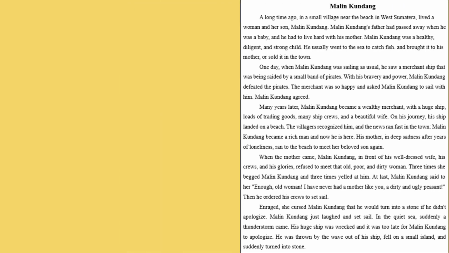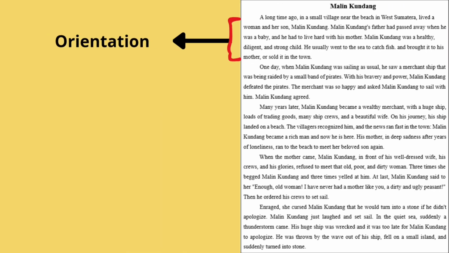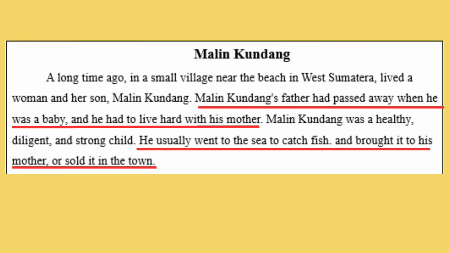For the orientation part in the first paragraph, that's because in this paragraph, there is an introduction to the main character, Malin Kundang, who lives only with his mother. His father died when he was a baby. This paragraph also describes Malin Kundang's job.